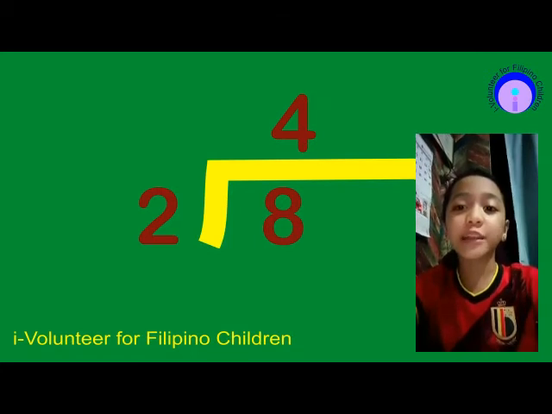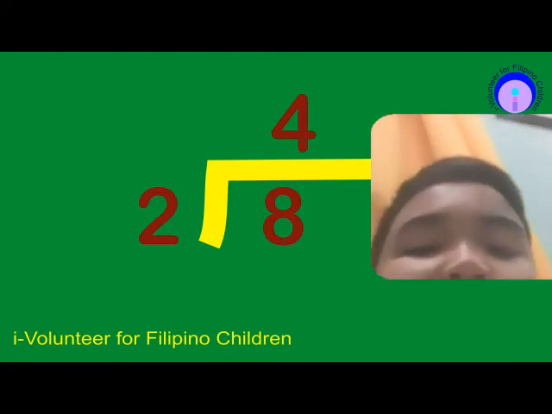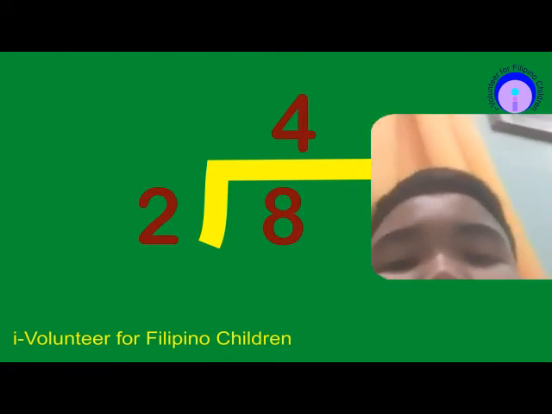8 divided by 2 is equal to 4. 8 divided by 2 is equal to 4. 8 divided by 2 is equal to 4.